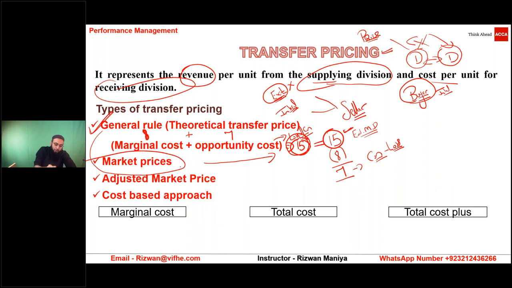Okay. Now, I know what the market price is. So what is adjusted market price? A small adjustment to the market price gives you the adjusted market price.